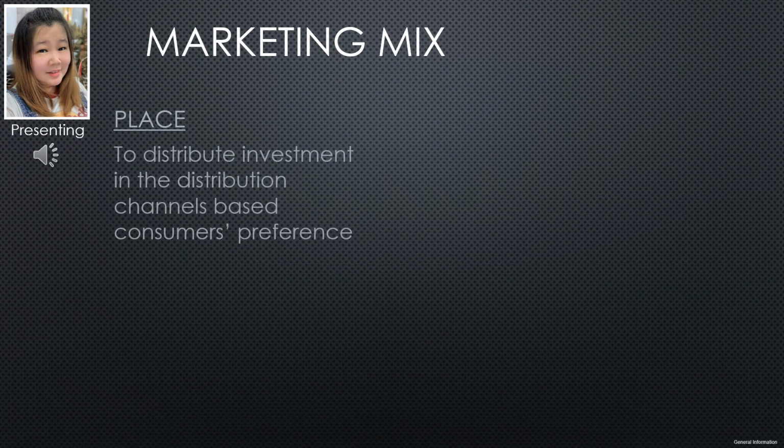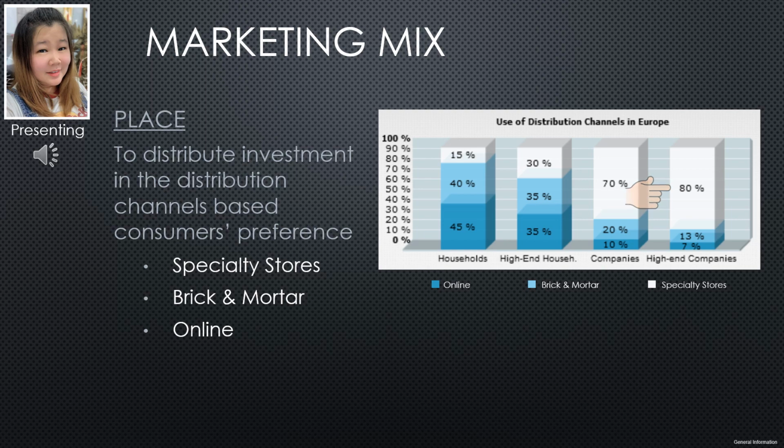Place is a channel for us to put up the product for consumers to purchase. For example, we have specialty stores, brick and mortar, as well as online stores. Consumers can choose to purchase our products at their preferences and convenience. For example, we use 80% of our budget in high-end companies for specialty stores as compared to 13% in brick and mortar and 7% in online stores.